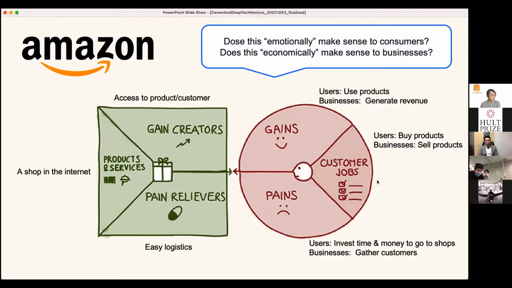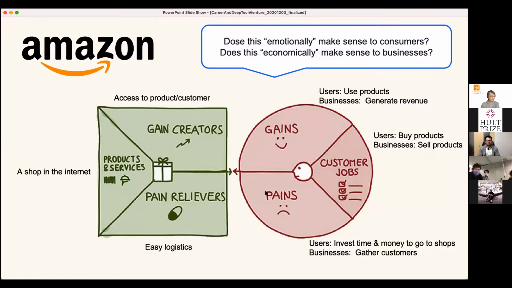So their customers, the end users, want to buy the product. So this is their job, the consumer job. And for the businesses, they want to sell their products. So that's their job. And the gain for the end users is that if they buy products, then they can use the product. So this is simple. And for the businesses on the Amazon platform, they want revenue by selling their products, right? So this is simple.